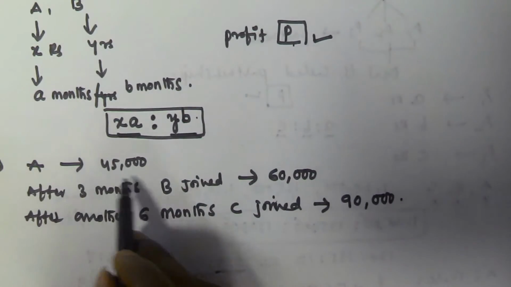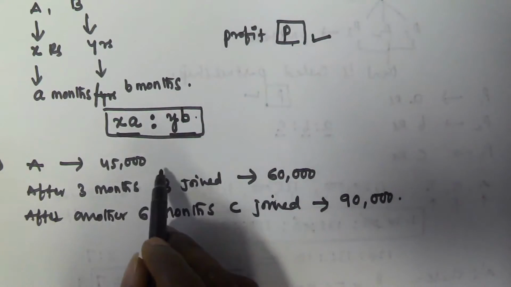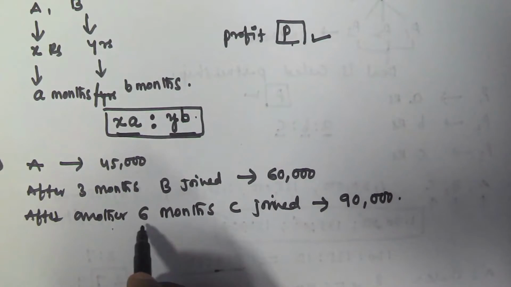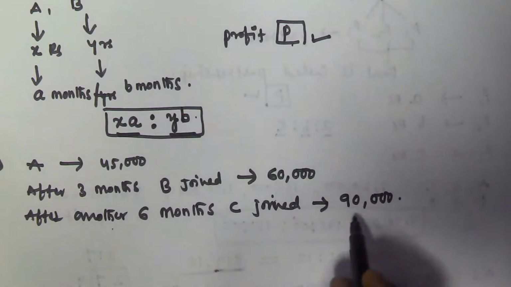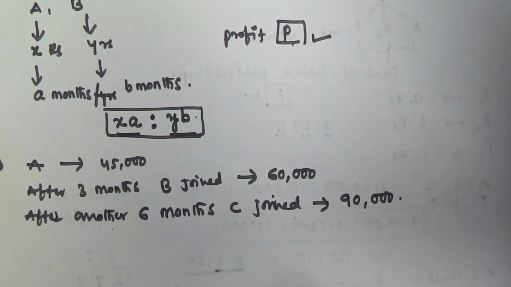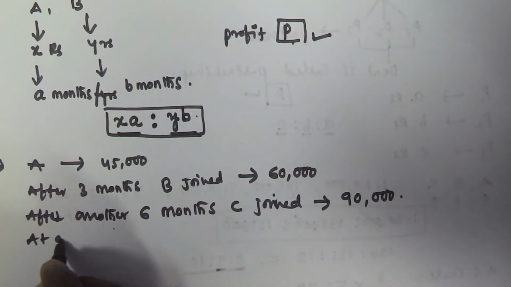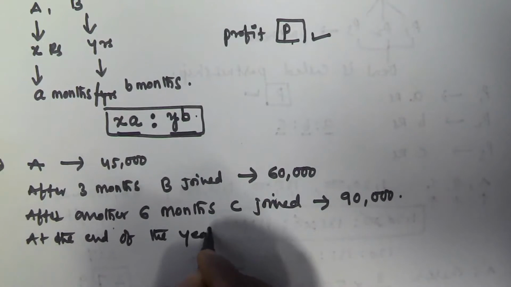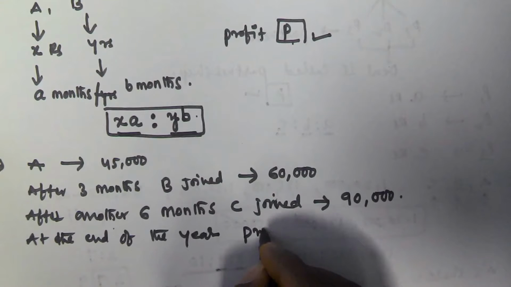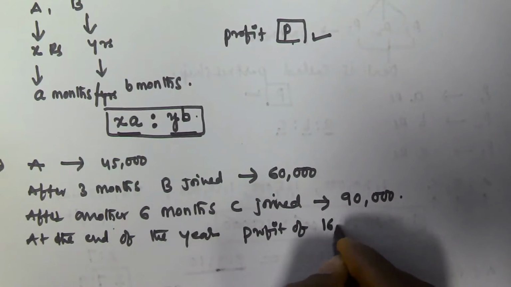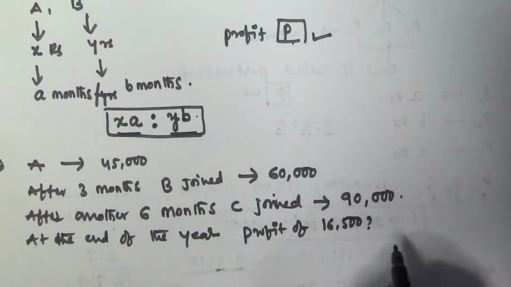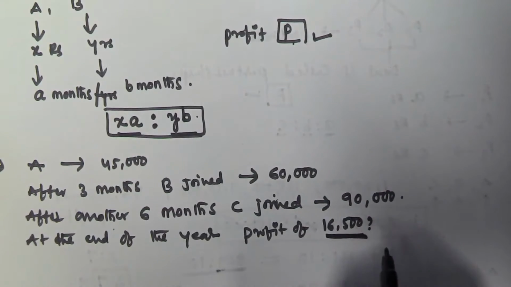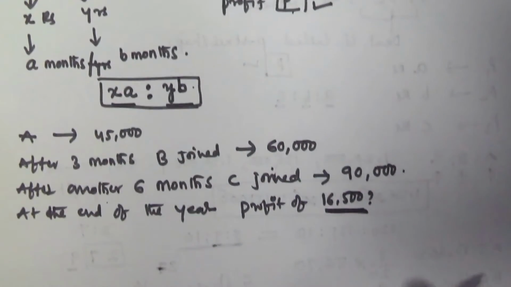So A started a business with 45,000. After 3 months, B joined with capital of 60,000 rupees. And after another 6 months, C joined with capital of 90,000 rupees. At the end of the year, they made a profit of 16,500. We have to find the share of A, B and C in this profit.